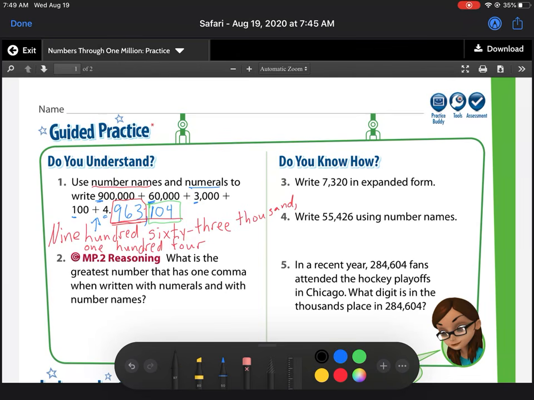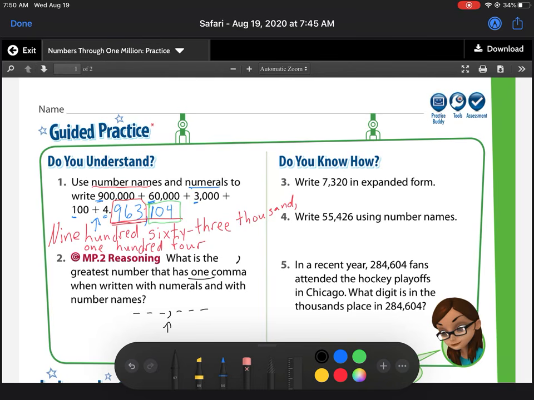So number 2 says, what is the greatest number that has 1 comma? So it's going to have 1 comma when written with numerals and with number names. So let's check. That means it needs to have at least 4 place values because it has this comma here. But it wants the biggest number. So can I keep going until I get to my next comma? Yeah, but it only wants 1 comma, so I'm not going to be using this one right here. So what do I have here? I have 6 place values.